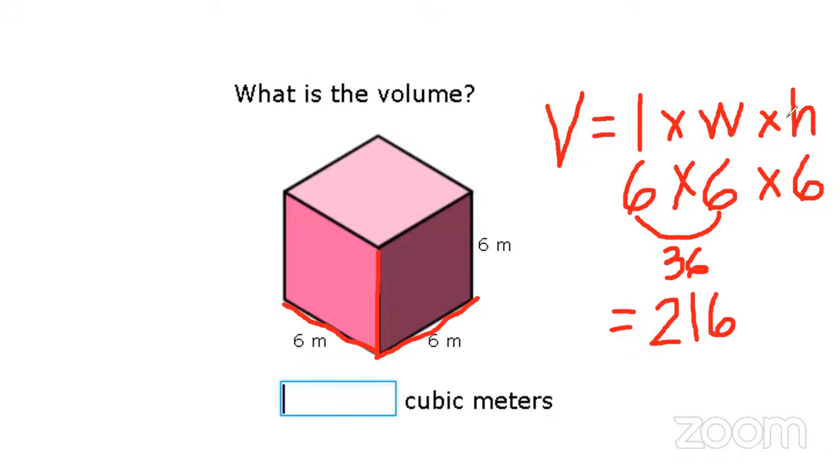Since we're finding the volume, we're talking about 3 dimensions here: the length, the width, the height, or the length, the width, the breadth. We represent it as cubic meters, and we write it like this. All right, so our answer is 216 cubic meters.